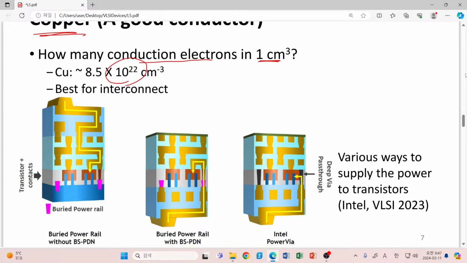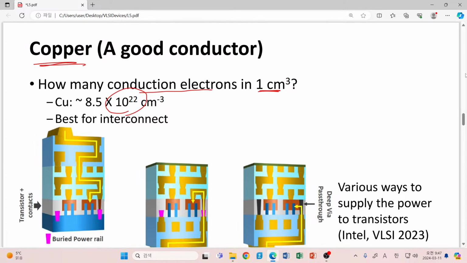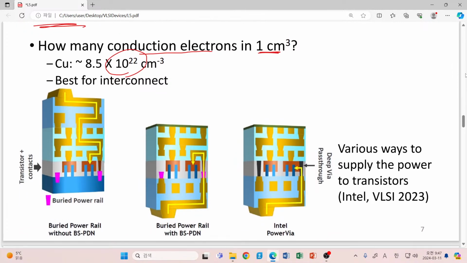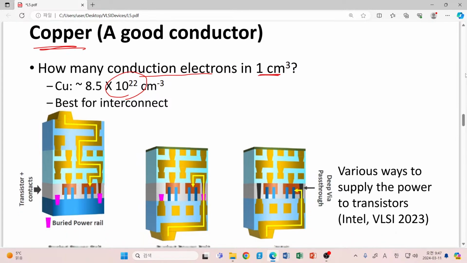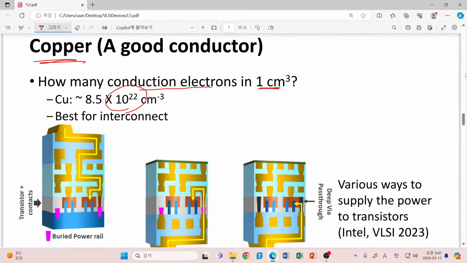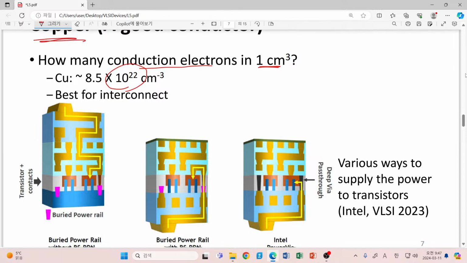So that's the reason why copper is regarded as really a good conductor, and pure silicon is regarded as an insulator. Of course, there is no pure silicon in reality, but it is regarded as a quite good insulator. So anyway, since it is a good conductor, right now copper has been used as a material to fabricate our VLSI devices.